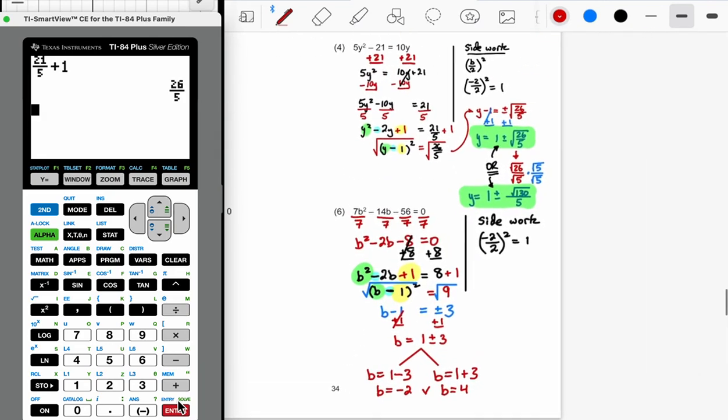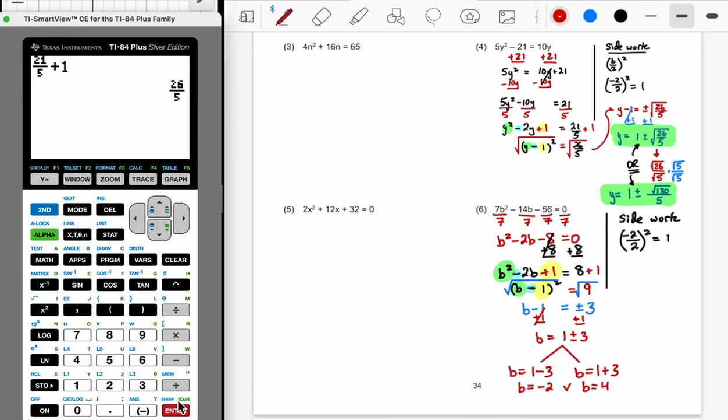All right, so I'll leave this up on the big board, but what I'd like you to do is page 35. All right, that's your assignment. So you'll complete that and take a picture of it and pop it up on Schoology by midnight.